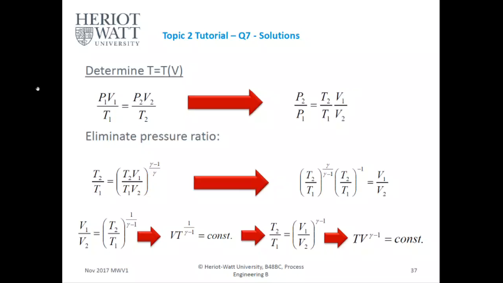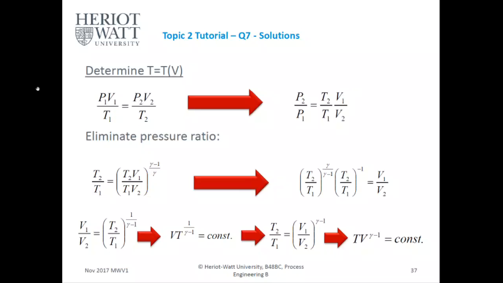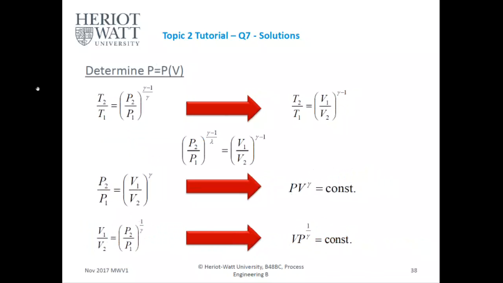Otherwise, the whole thing is known as a lullaby, apparently. Again, continuing, actually that's a repetition of the previous. To determine P with respect to volume, T2 over T1 equals P2 over P1 to the power gamma minus 1 over gamma. Remember this. You've actually derived these before. T2 over T1 equals V1 over V2 to the power gamma minus 1.